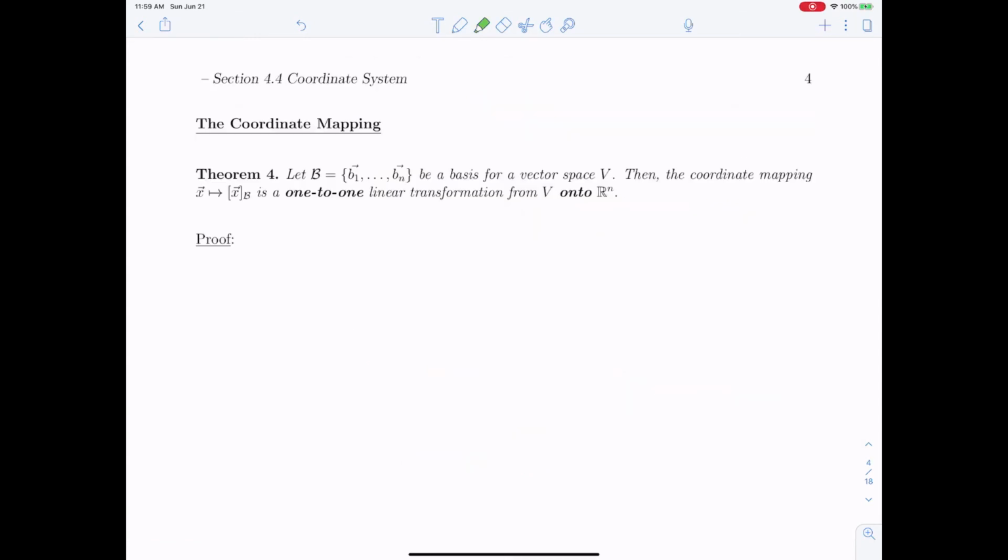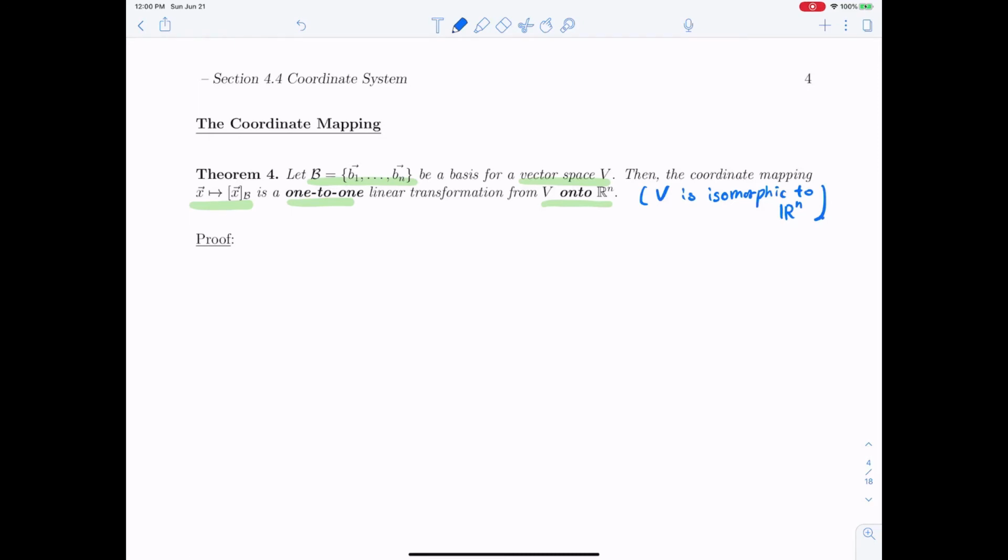In general, if you have an arbitrary vector space V and B is a basis for the vector space V, then the coordinate mapping that sends the vector x into its B coordinate is a one-to-one linear transformation from V onto Rn. So in other words, V is isomorphic to Rn. So let's prove this theorem.